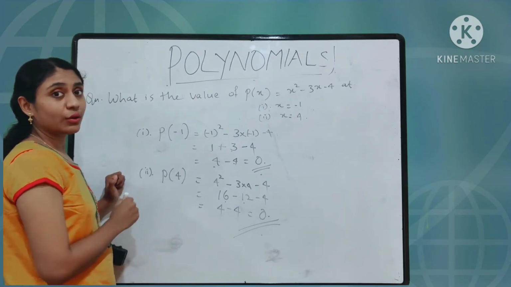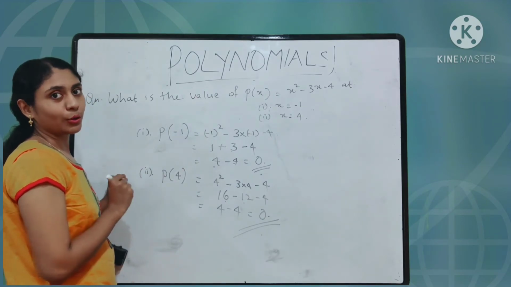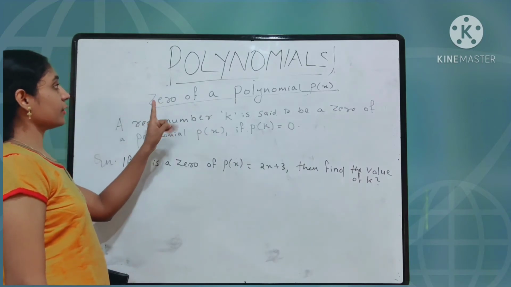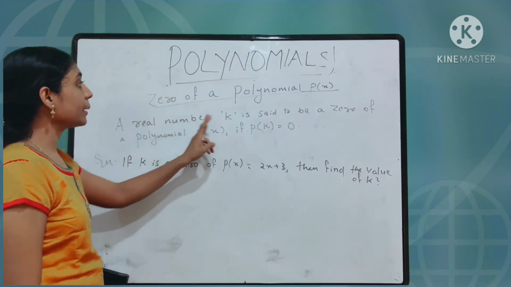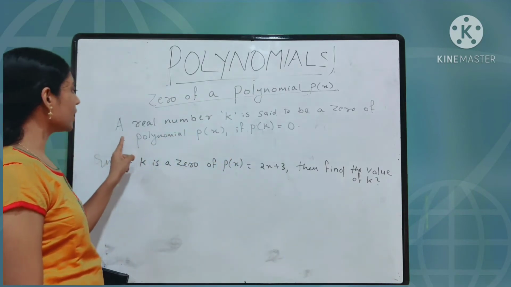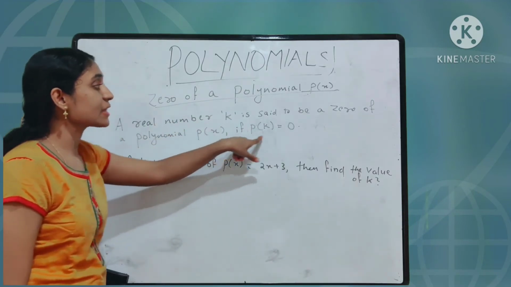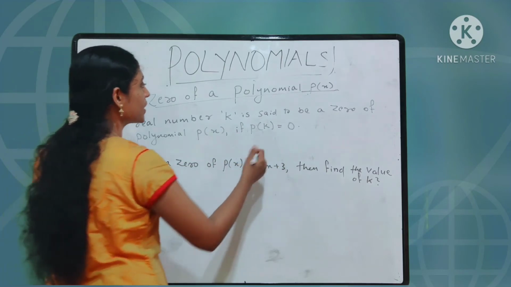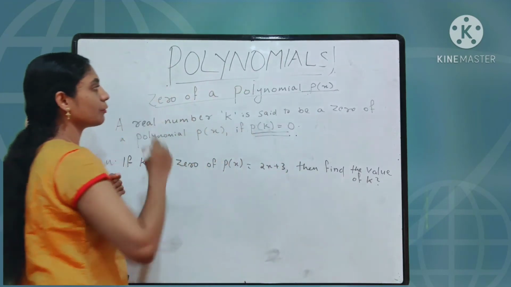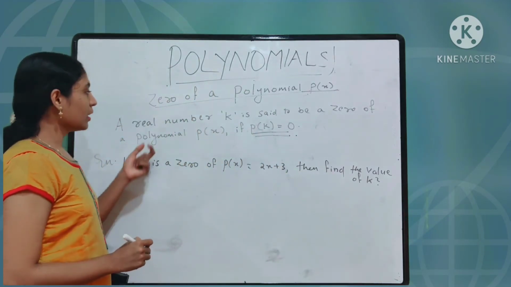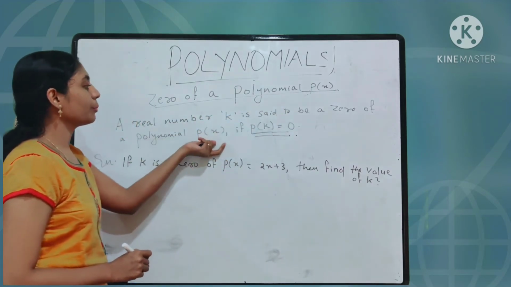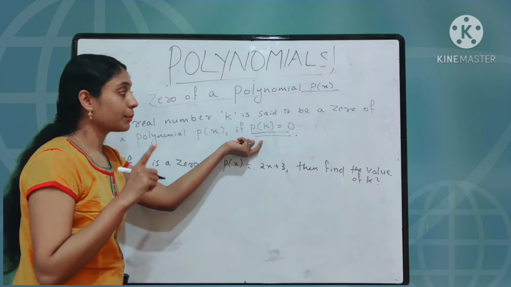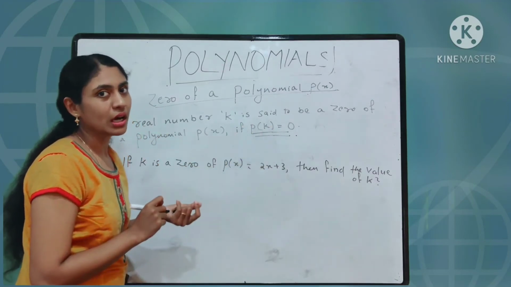So now we can define what is 0 of a polynomial. In general we can say that a real number k is said to be a 0 of a polynomial p of x if p of k is equal to 0. So what is 0 of a polynomial p of x? A real number k is said to be a 0 of a polynomial p of x if p of k will be equal to 0.